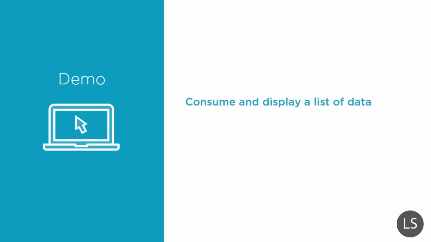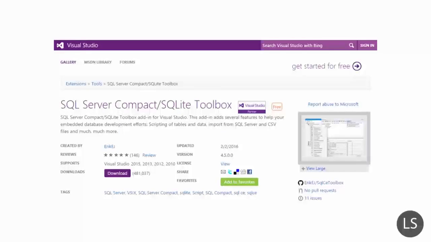In our next demo, we're going to consume and display a list of data. What that means is we're going to create some sample data in an existing database, and then turn around and display that list of data in the About Us page that we've already been messing around with. In order for this demonstration to work, I am using the Visual Studio extension for SQL Server CE, which is the type of database that's created in website template projects in Visual Studio.